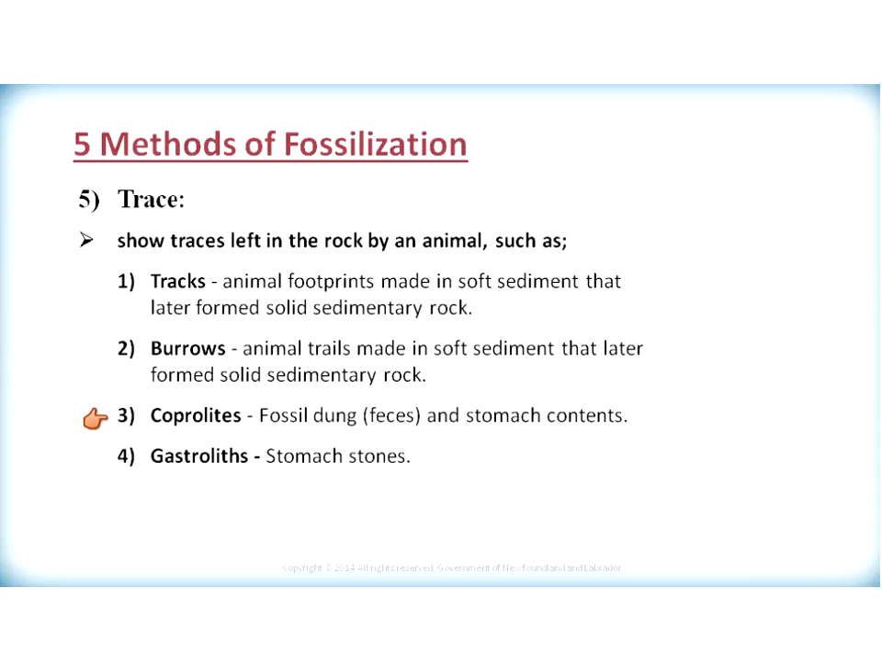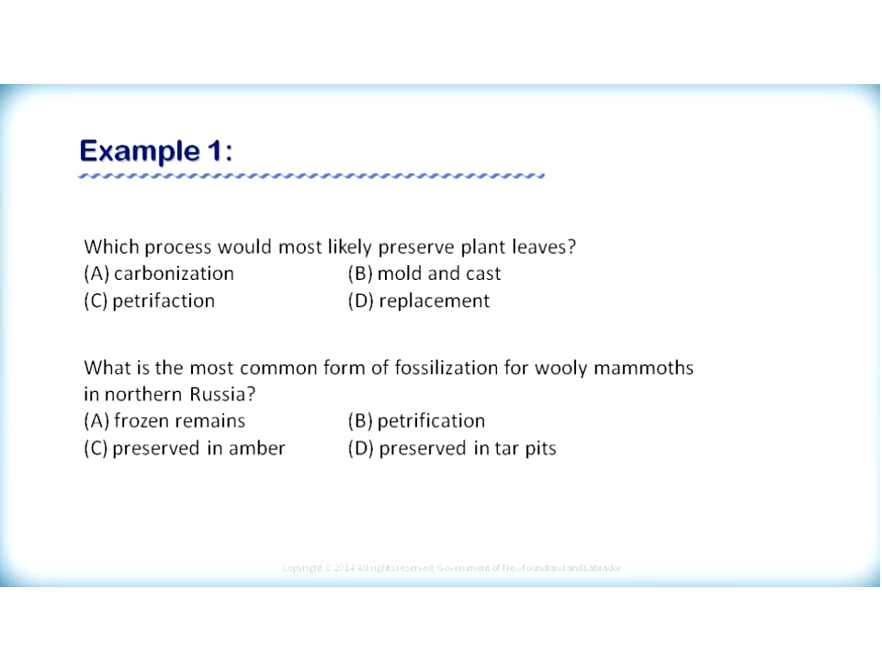Coprolites are fossilized feces, or fossilized dung, as some people call it, and it could also include stomach contents. Gastroliths are fossilized stomach stones. So these are the 5 methods of fossilization. Let's look at some examples. Example number 1.